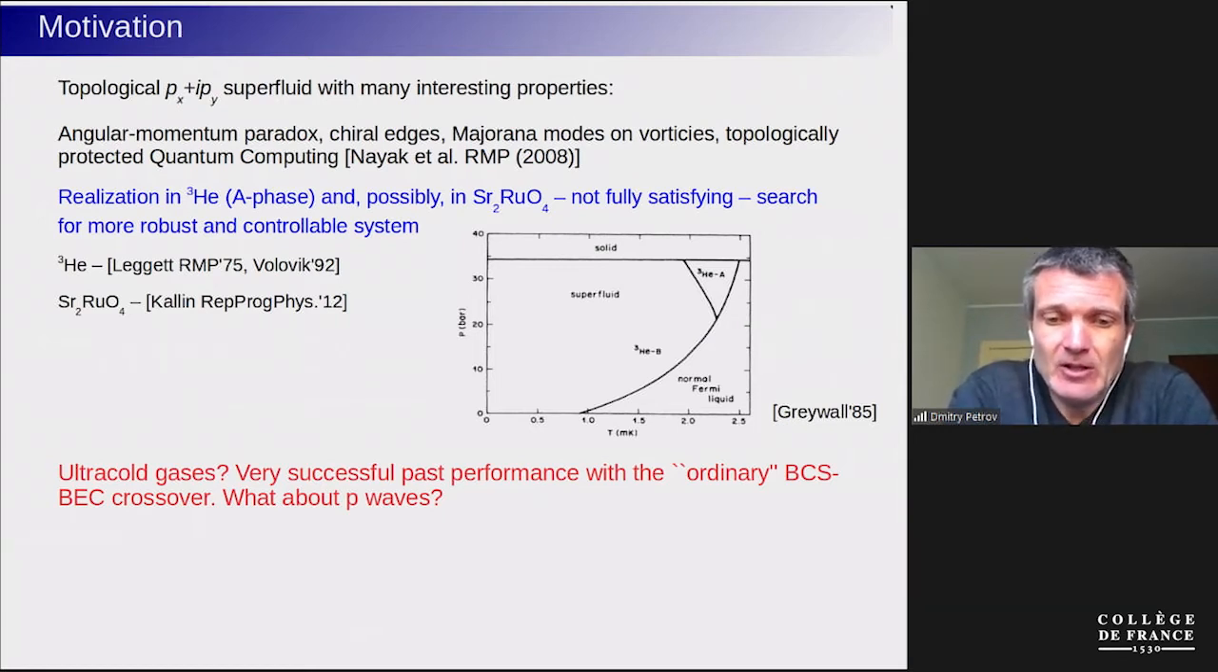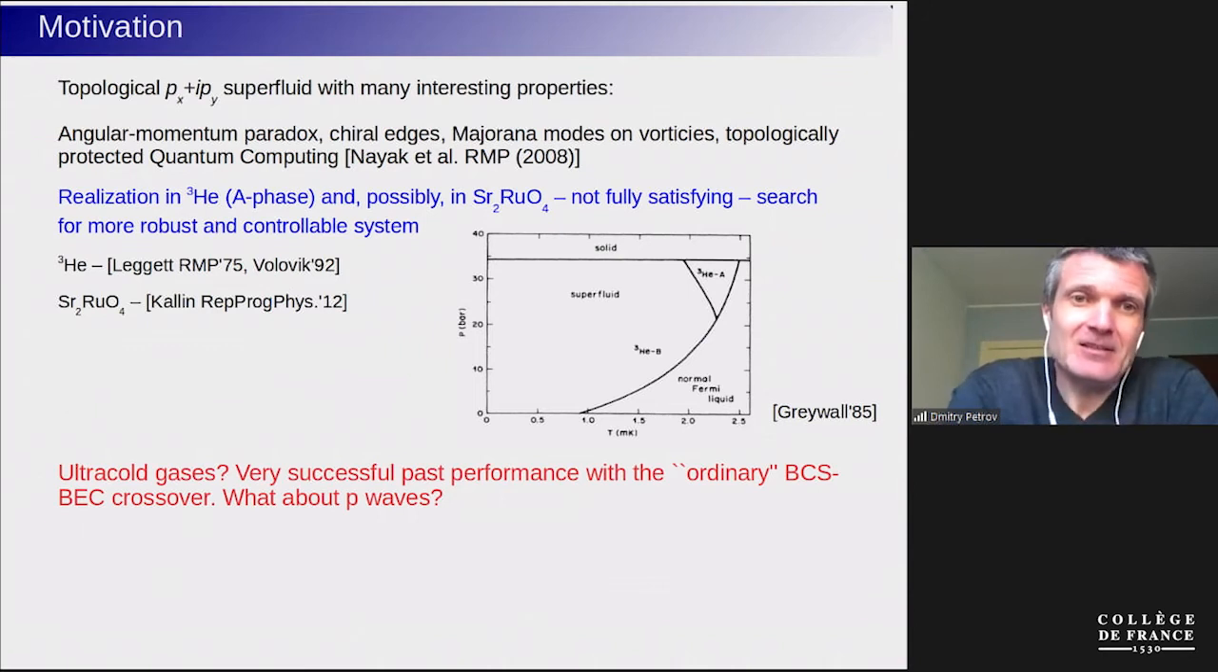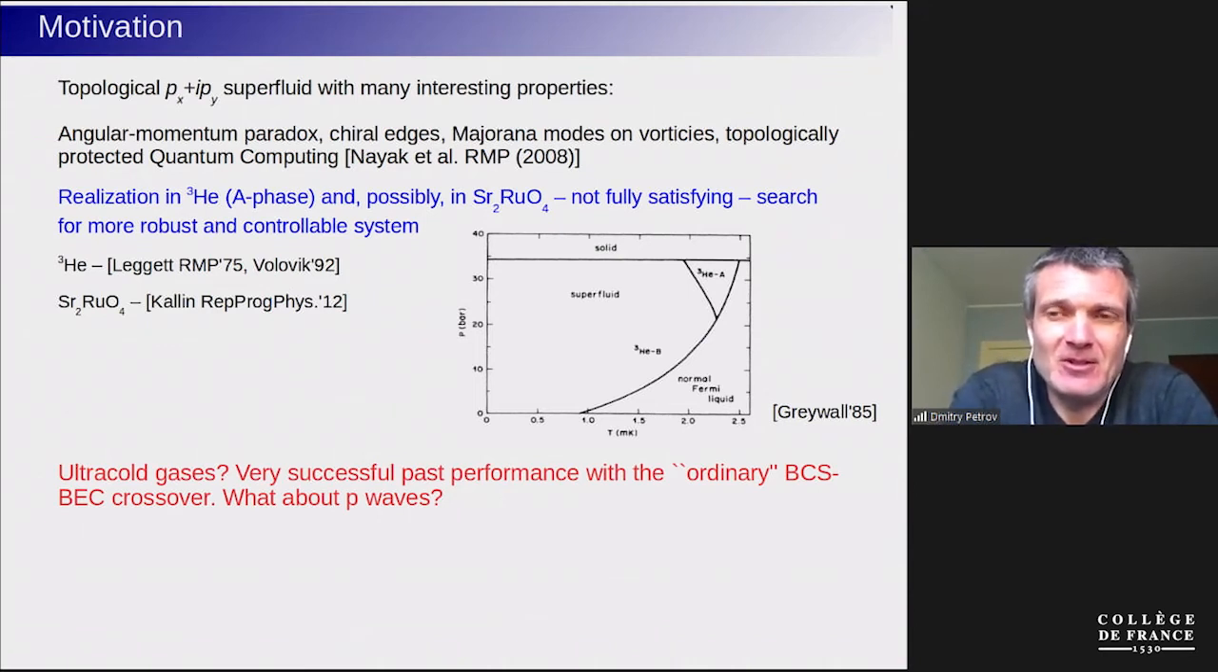This system is believed to exhibit a number of peculiar features related to broken chiral symmetry, and it's believed to exhibit Majorana modes, and it's also believed to allow for at least some topologically protected operations needed for quantum computing. In fact, this system has been observed in helium-3. This is the A phase of helium-3.